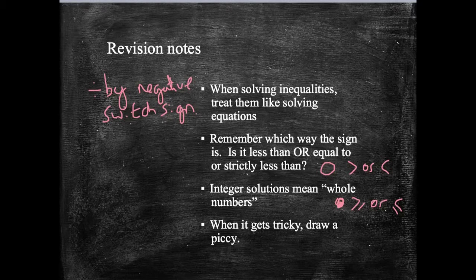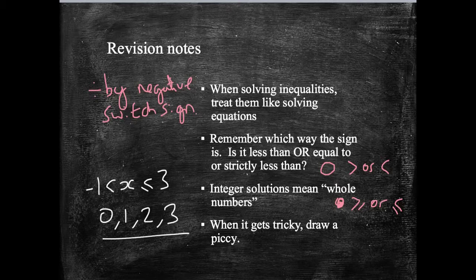It might ask you for an integer solution. One of the things I didn't mention in this video, you might be asked to write down all the integer solutions for the following inequality, like this, and this says all the numbers between minus 1 and 3, not including minus 1, but including 3. So you would write down 0, 1, 2 and 3.